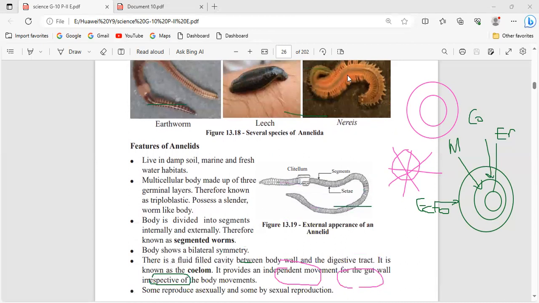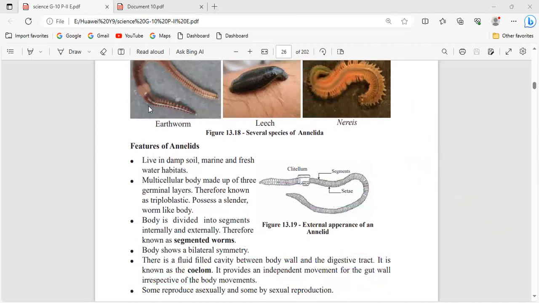Habitat means the living environment. So when you consider these animals, normally earthworm, leech, even leech, you can see in freshwater bodies, as well as some marine leeches. They have some special adaptations. They live in damp, moist soil, and in marine and freshwater habitats.